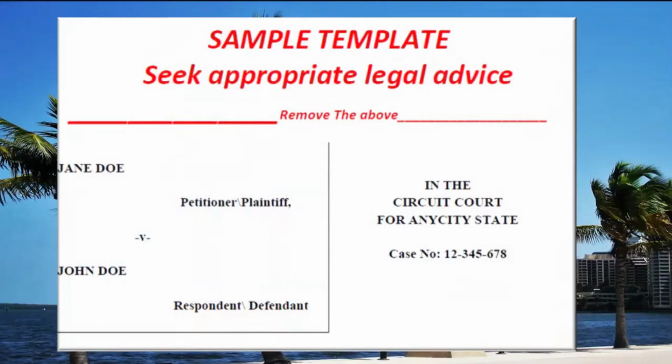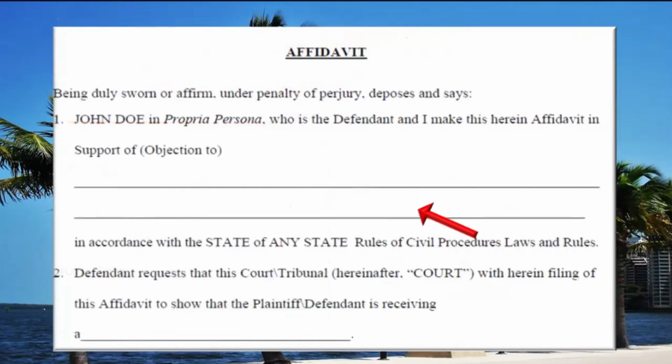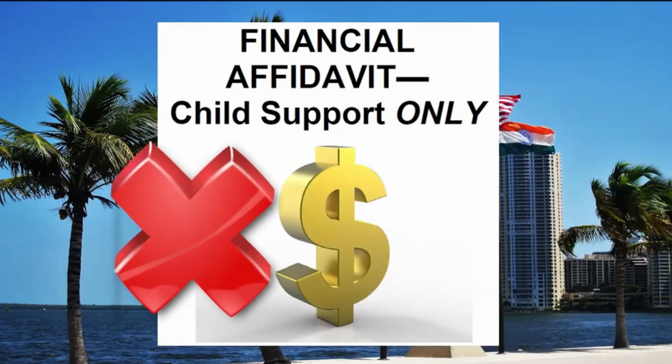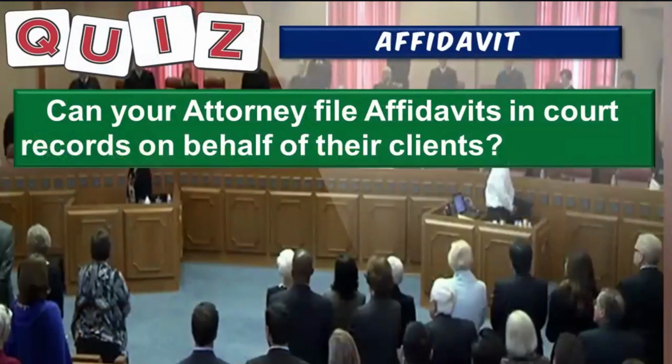So here's a sample of an affidavit. Again, this is the heading, a sample heading for your court case. But to begin an affidavit, you start off with the statements called duly sworn or affirmed under penalty of perjury. This is very important. This part of an affidavit must be there. And no, we are not talking about a financial affidavit. That's a different document, and we will do a video on that at a later date. We're talking about an affidavit.